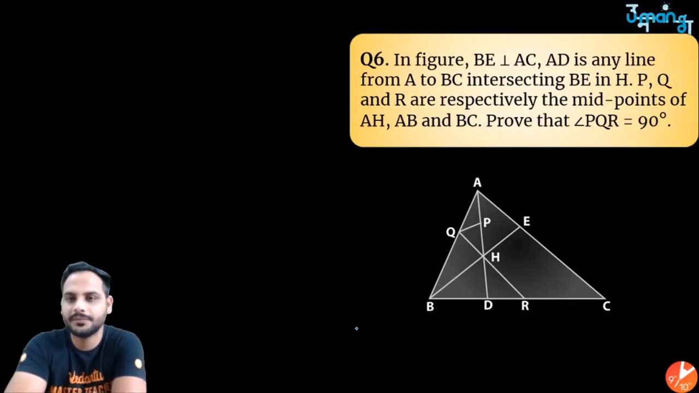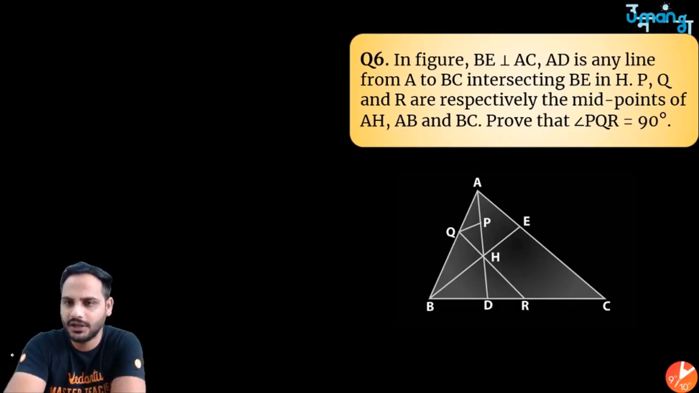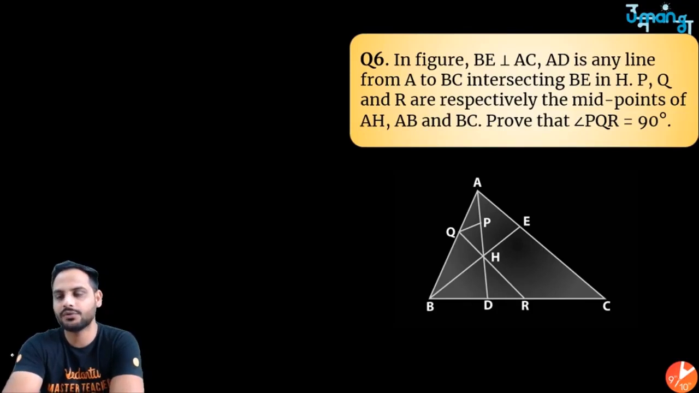नेक्स्ट क्वेश्चन है दिस कि इन दिस फिगर BE इज परपेंडिकुलर टू AC. BE जो साइड है वो परपेंडिकुलर टू AC है. AD इज एनी लाइन फ्रॉम A टू BC intersecting BE in H. P, Q and R are respectively the midpoints of AH, AB and BC. Prove that angle PQR is equal to 90 degree.